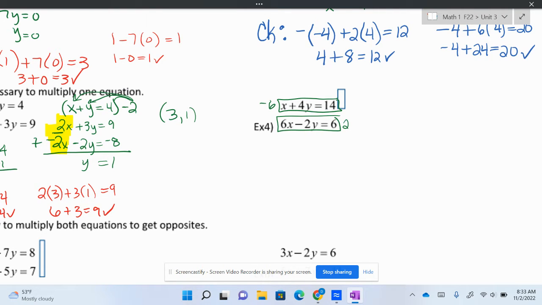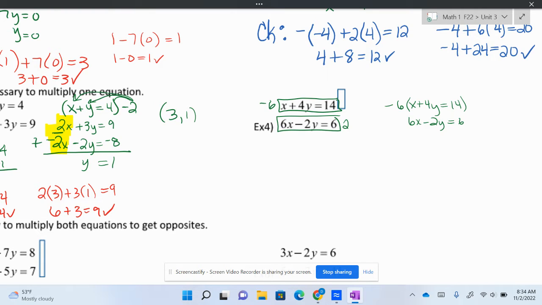Do you see that? So I have two choices. You need to decide what you want to do. So what are we thinking? You want to multiply by 6? Okay. So I'm going to take -6 times the quantity x plus 4y equals 14, and I'm going to add that to the 6x minus 2y equals 6.